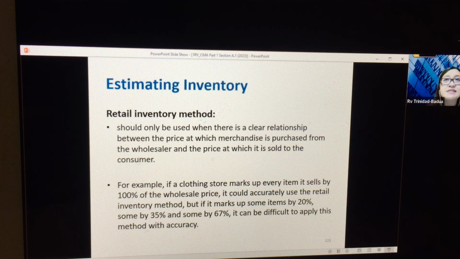Paano kapag ikaw ay isang malaking grocery, ikaw ay isang malaking department store na marami kang items. So it's time consuming.